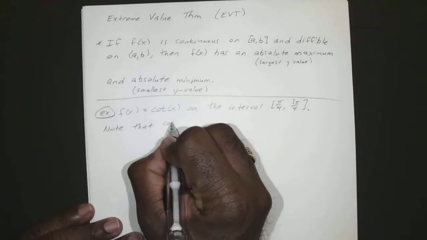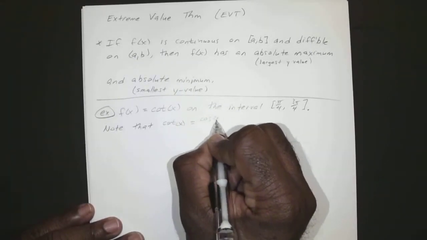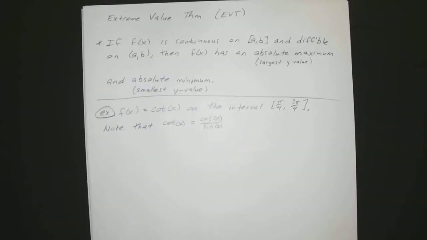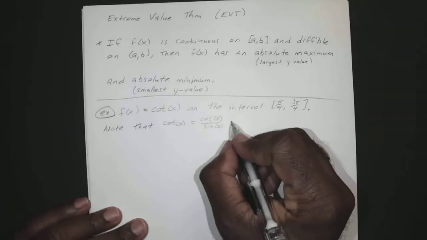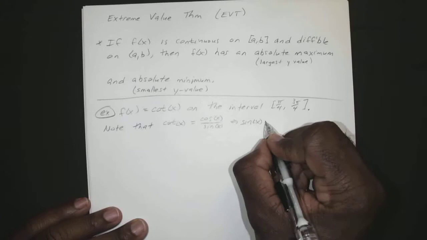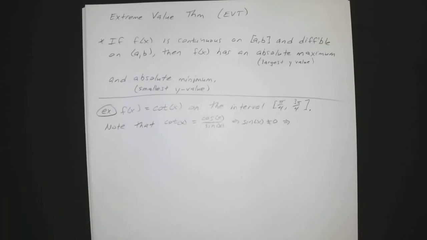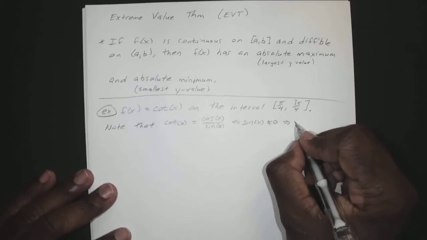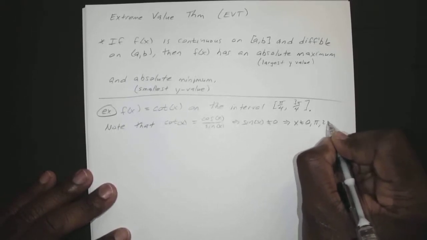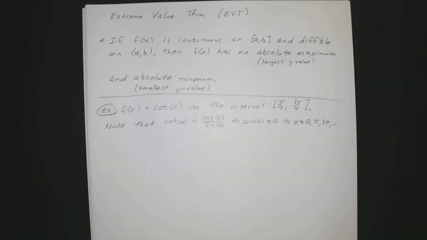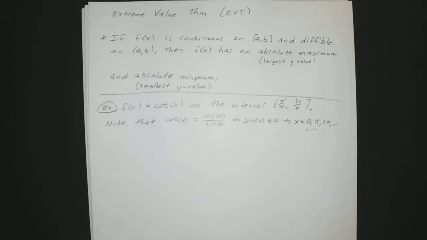Okay. We know that cotangent of x is equal to cosine of x over sine of x, which means the sine of x can't equal 0. Which also means that x can't equal 0, can't equal pi, can't equal 2 pi, can't equal 3 pi, and so forth. So x can't equal 0, pi, 2 pi, etc. Okay. So since we know that, between 0 and pi, that's where pi over 4 and 3 pi over 4 are, it's actually continuous in between there.